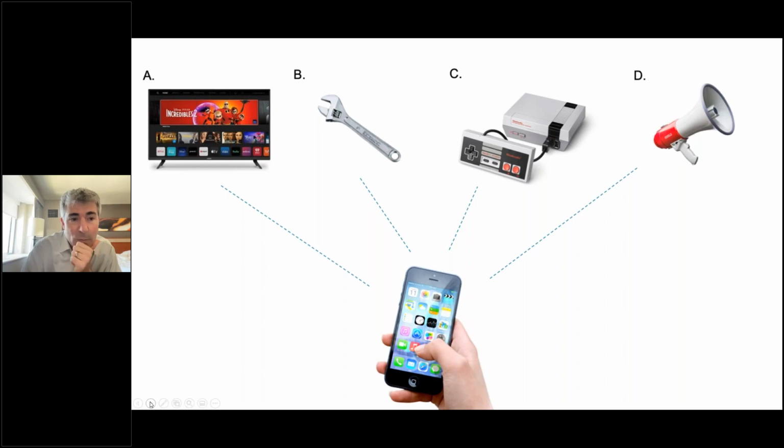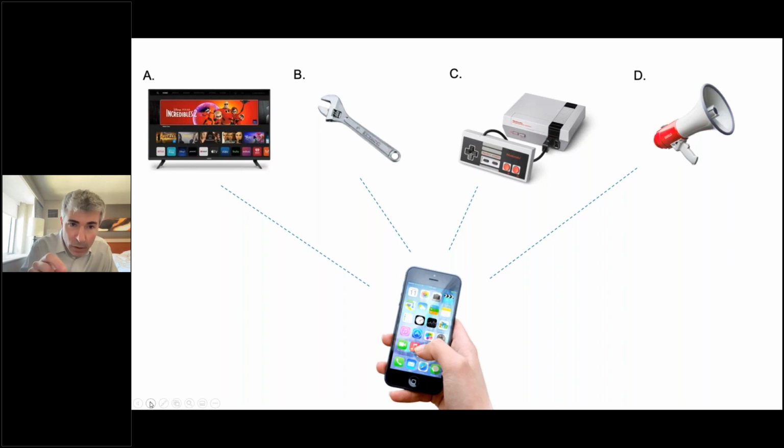What would they choose? Would it be A, that this is mostly a device for watching videos? Would it be C, that it's mostly a gaming system? Would it be B, that it's most aligned to a tool that you use to fix something, to solve a problem? Would it be D, a megaphone that takes your voice and expands it and helps you share things that are important to you with other people that might be far away, or give that megaphone to somebody else that you think is important?